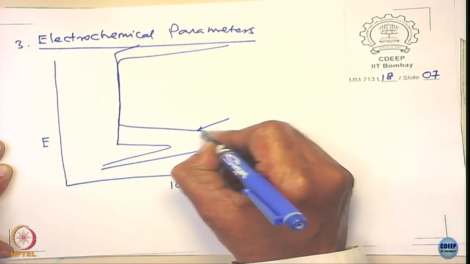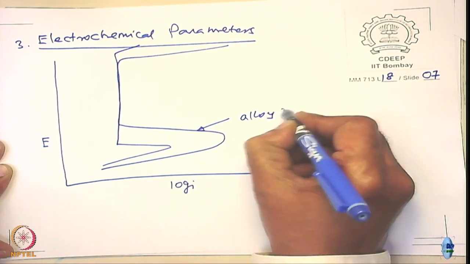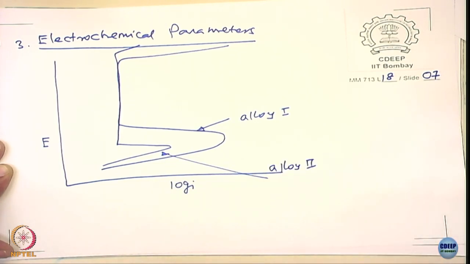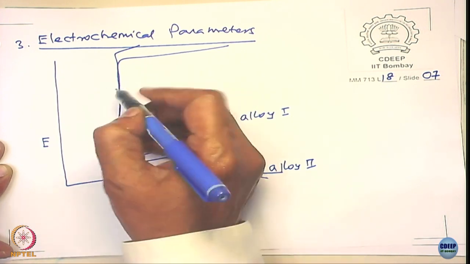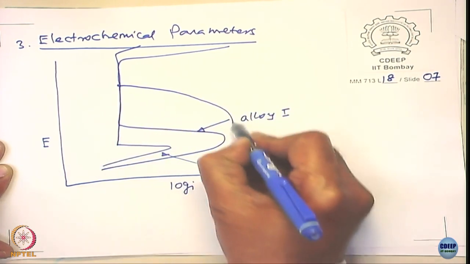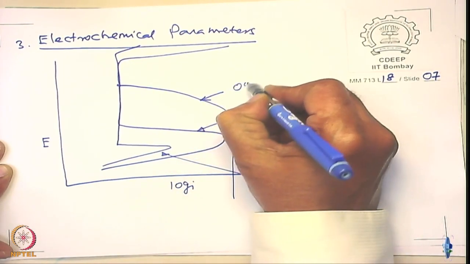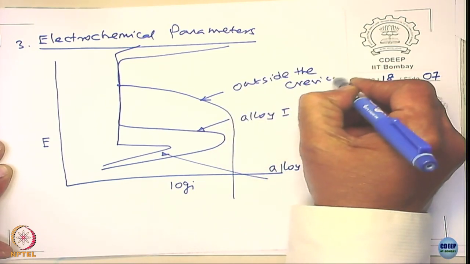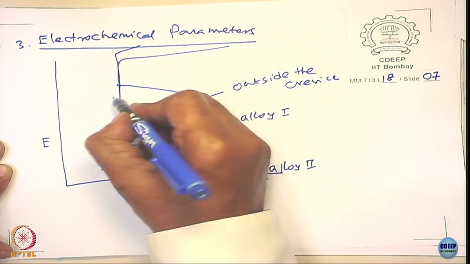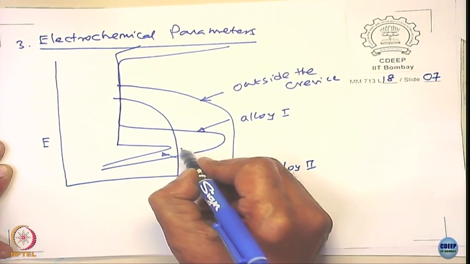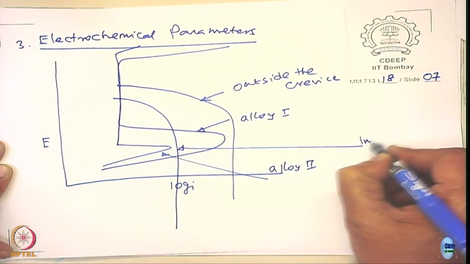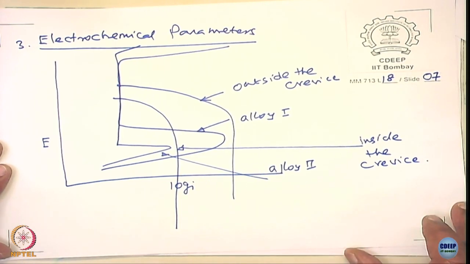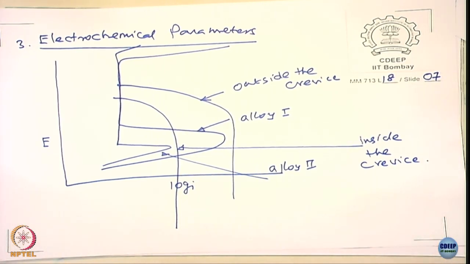This is alloy 1, alloy 2. Now, this is outside the crevice. Okay. This is inside the crevice. Tell me what happens.